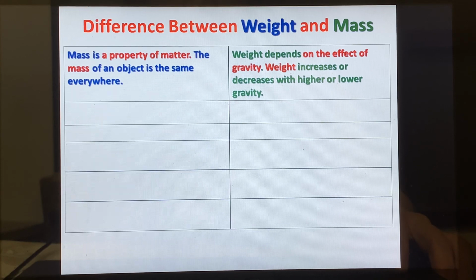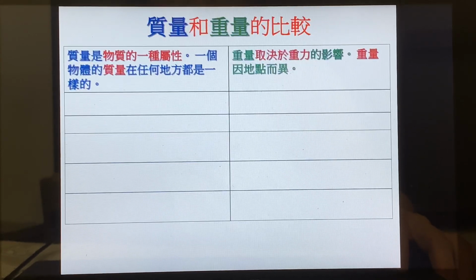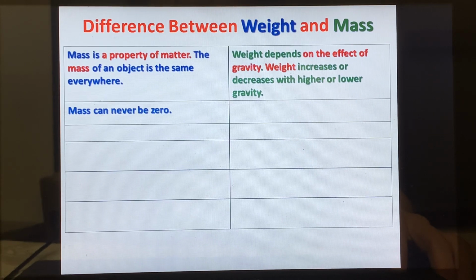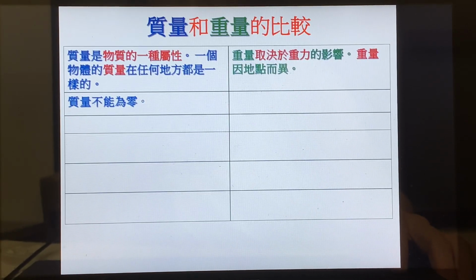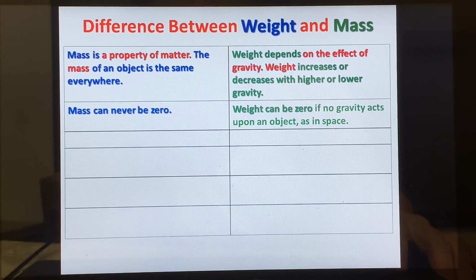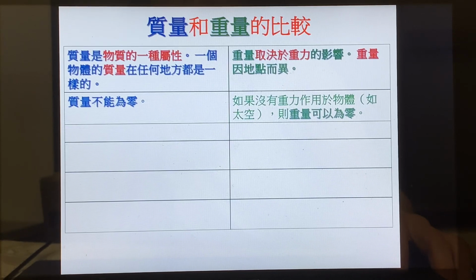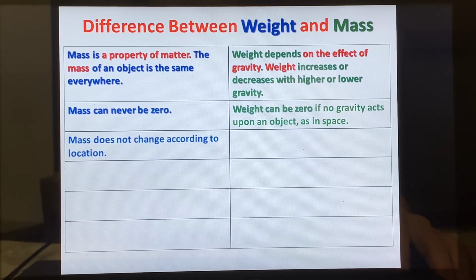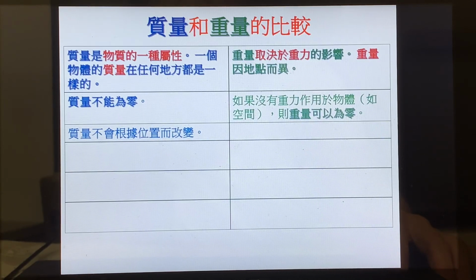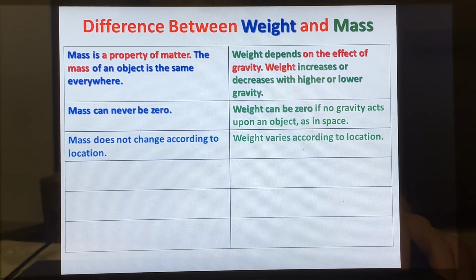Weight increases or decreases with higher or lower gravity. 那么重量呢，会取决于重力的影响，重量会因地点而有所不同。Mass can never be zero. 质量不会为零。Weight can be zero if no gravity acts upon an object as in space. 重量可以为零，譬如说在太空中没有重力作用于物体的时候。Mass does not change according to location. 质量不会因为位置在哪里而有所不同。Weight varies according to location.